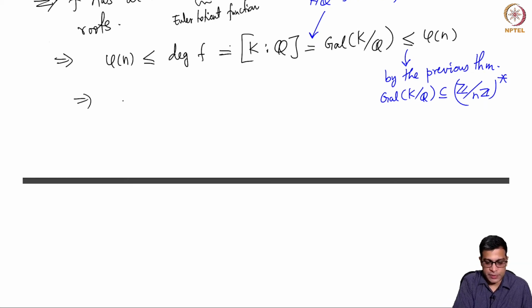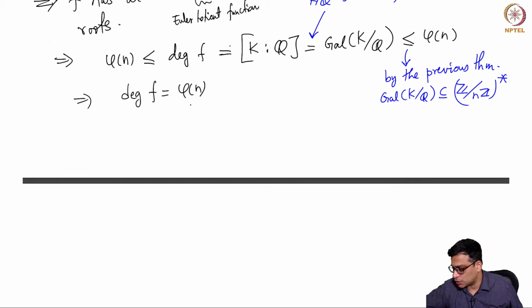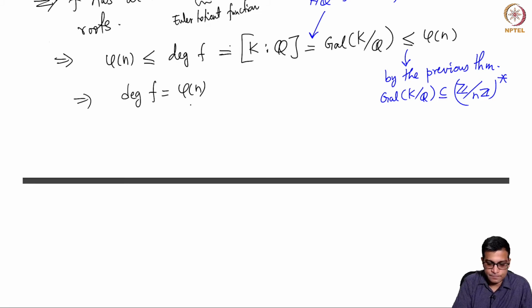So now we are done. This means all these numbers are equal. So degree f is phi n, which is also the order of the Galois group. So I should really put bars here, the order of the Galois group.